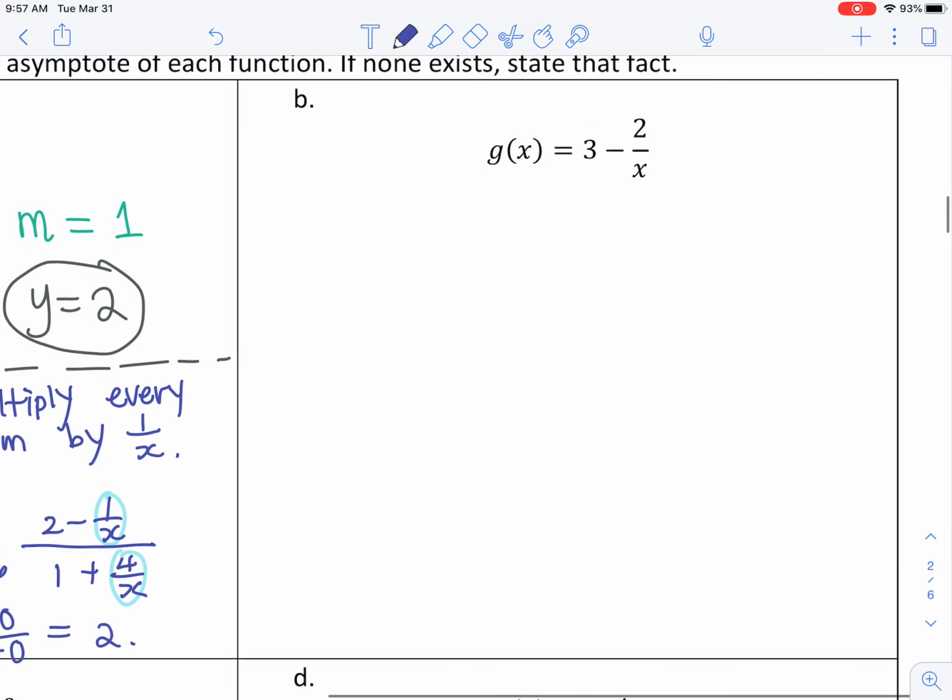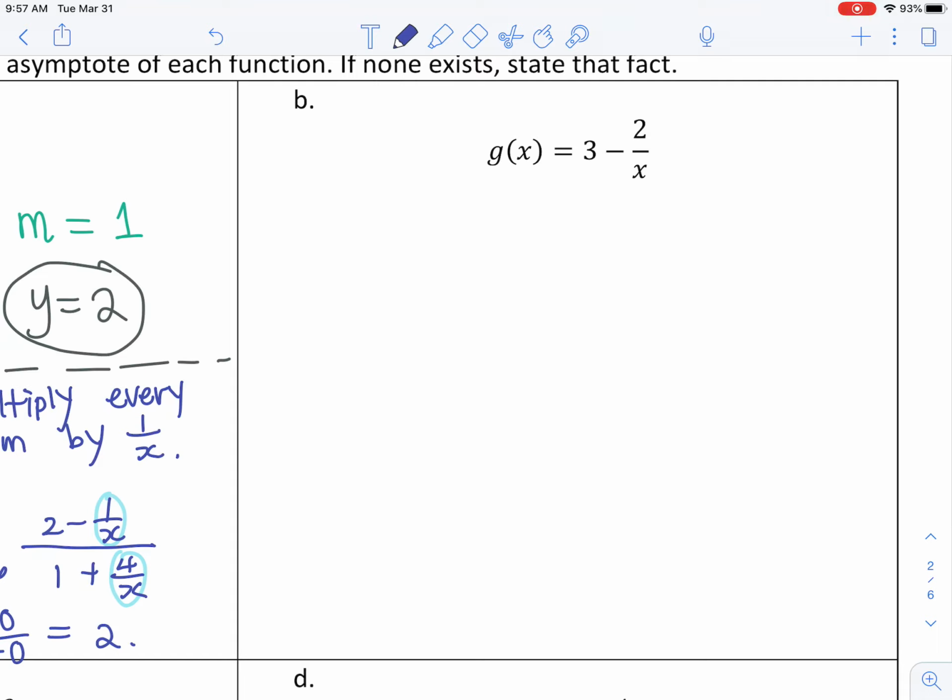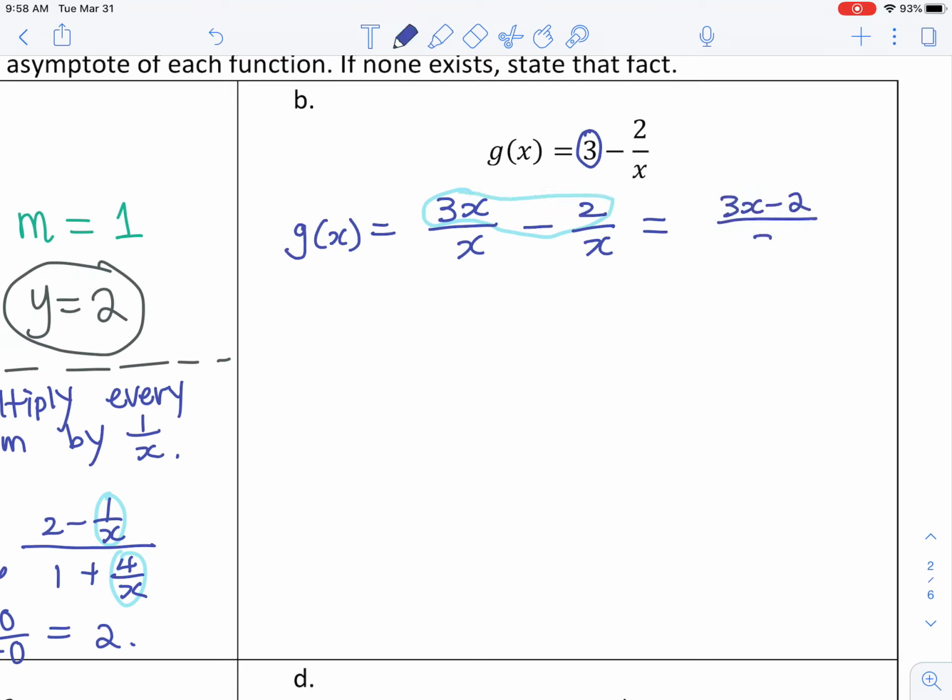Let's try this one. This one's a little different because you're going to have to rewrite your g of x first. So make this into a single rational expression, okay? So let's first combine these 3 minus 2 over x into a single fraction. What I'm going to do is multiply this 3 by x over x. So let's write it as 3x over x minus 2 over x, so that I can actually subtract these and write it as 3x minus 2 over x.